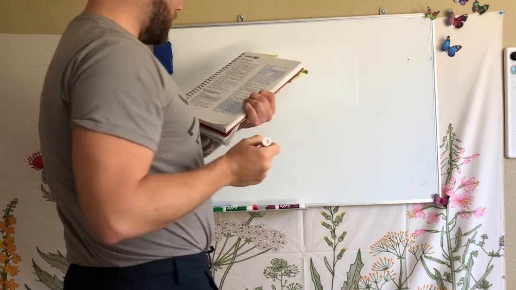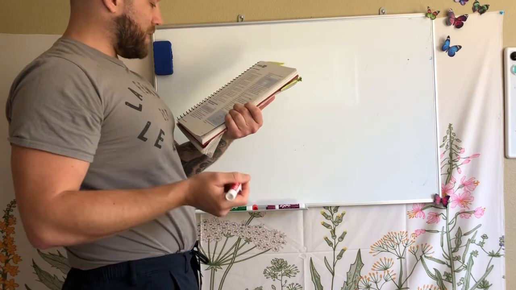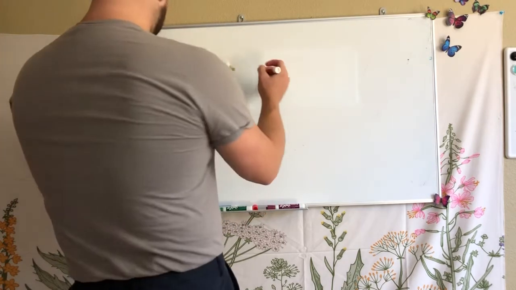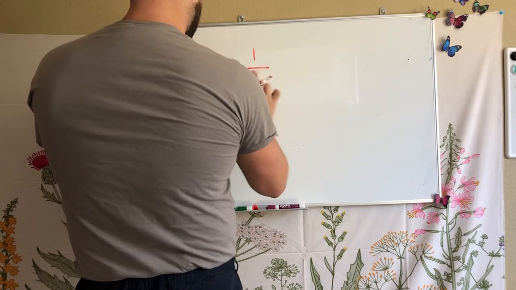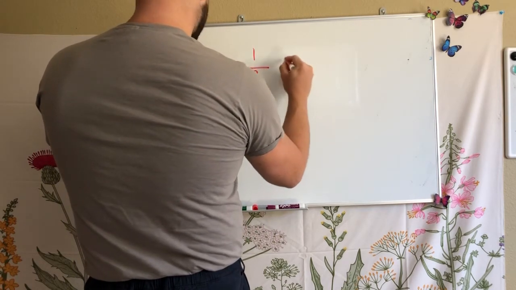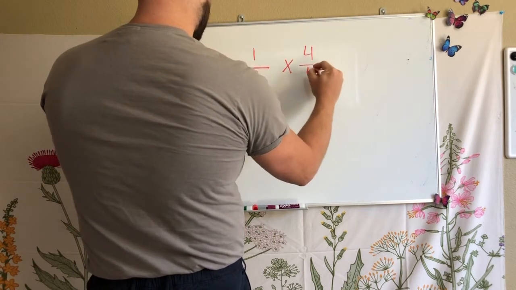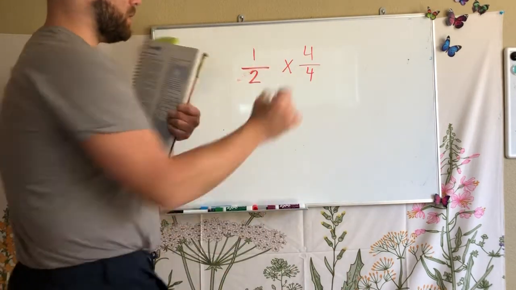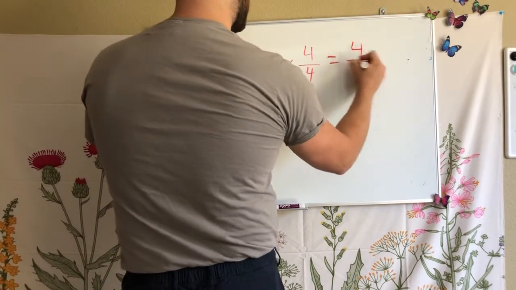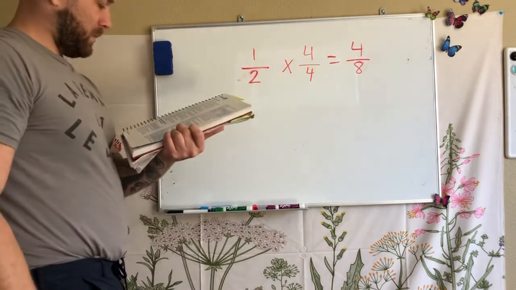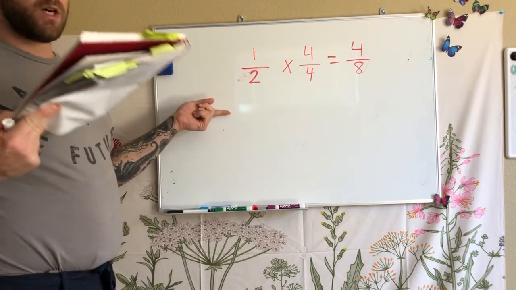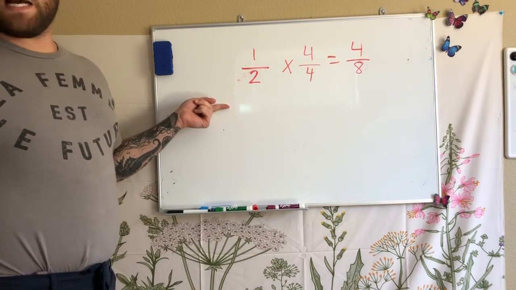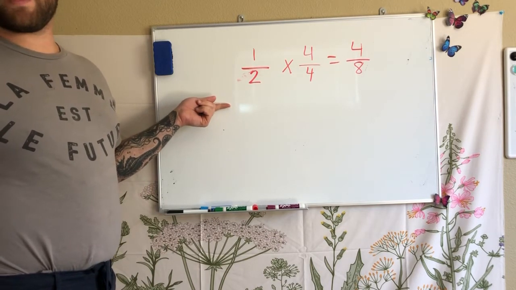So, we're going to do some fraction multiplication. Let's start with this. 1/2 times 4/4 equals 4/8. Read the equation. Ready? Go. 1/2 times 4/4 equals 4/8.